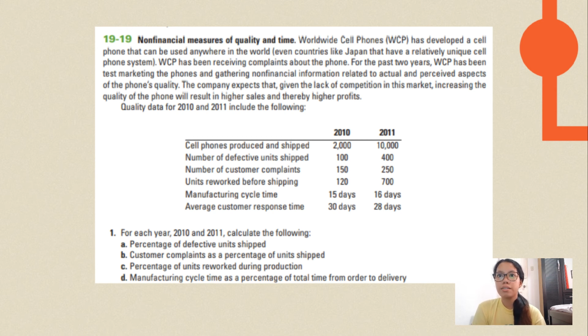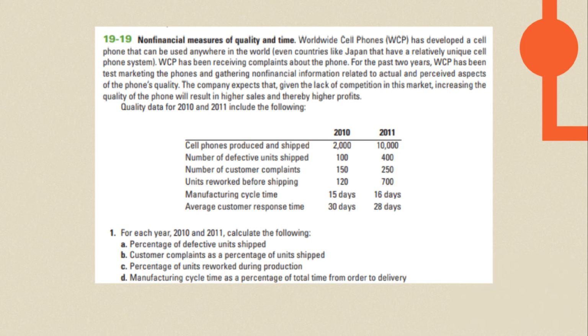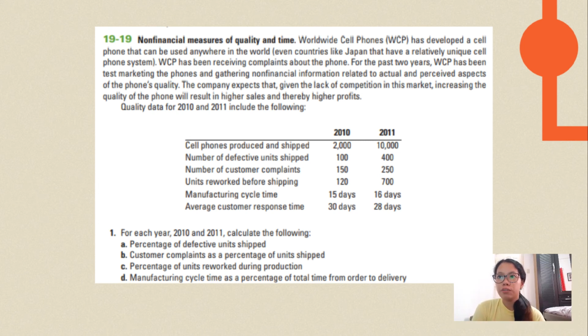The company expects that given the lack of competition in this market, increasing the quality of the phone will result in higher sales and thereby higher profits. Quality data for 2010 and 2011 include the following. Here is the requirement. For each year 2010 and 2011, calculate the following. Percentage of defective units shipped, customer complaints as a percentage of units shipped, percentage of units reworked during production, and manufacturing cycle time as a percentage of total time from order to delivery.